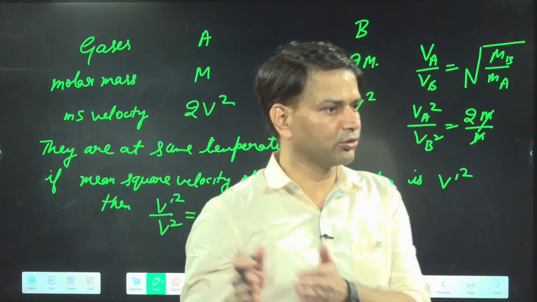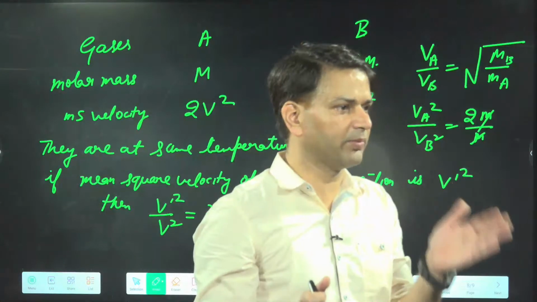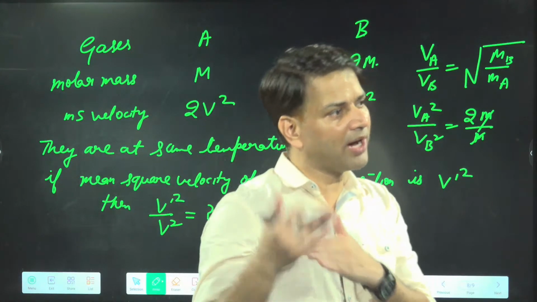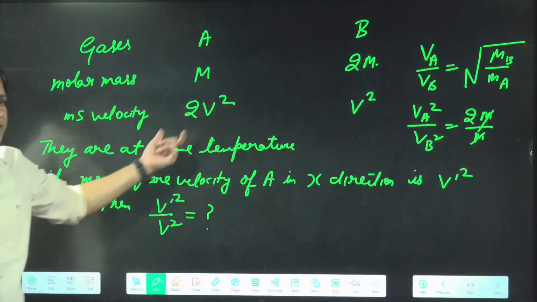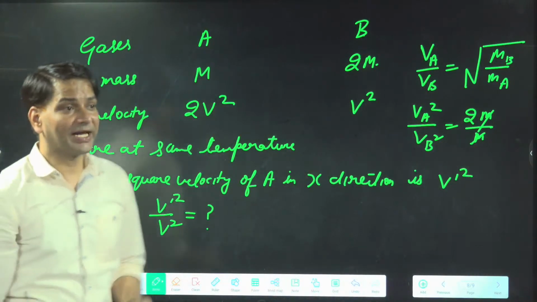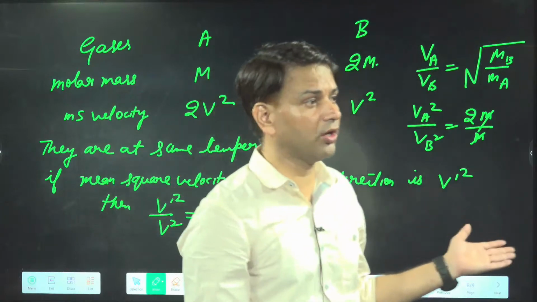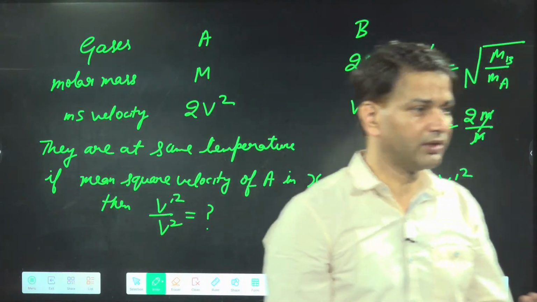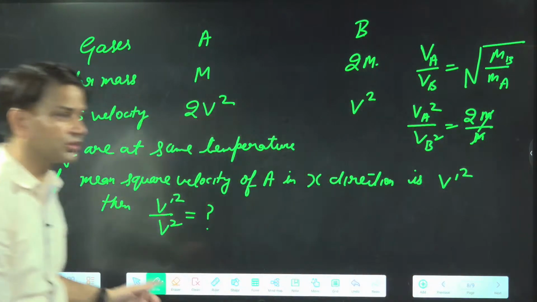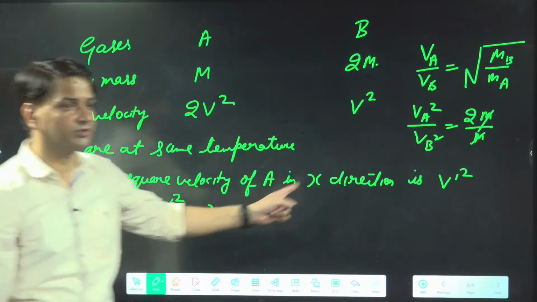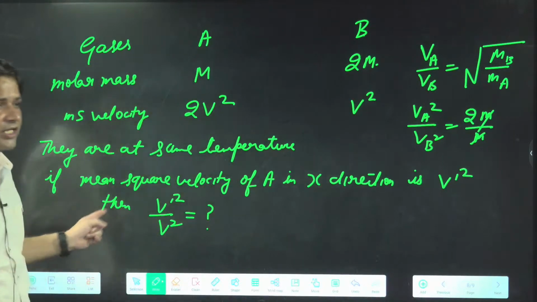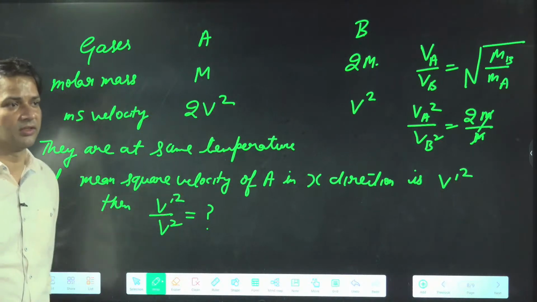Velocity is inversely proportional to root M, so velocity square will be inversely proportional to M. Now mass is half, so velocity square will be double, that is 2V square. But I'm not asking the ratio of the velocity of A to the velocity of B. What is the question? If the mean square velocity of A in the X direction is V dash square, then I'm asking the ratio of V dash square upon V square.